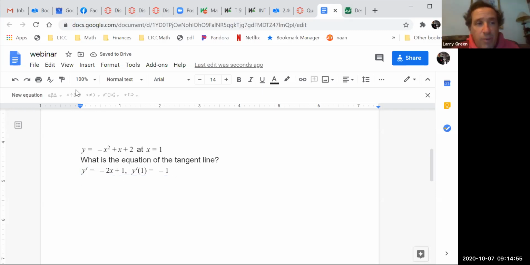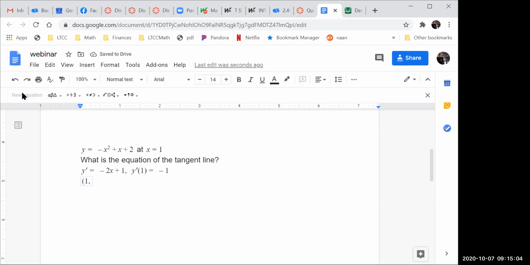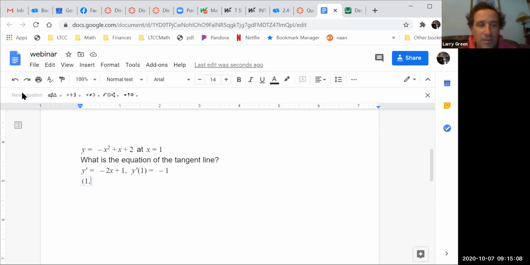All right, now we need a point. Well, the x-coordinate is 1. That's given. How do we get the y-coordinate? Plug in 1 to the original equation. Yeah, because we have a y equals. Plug in 1. So negative 1 squared is negative 1. Plus 1 plus 2. So negative 1 plus 1 plus 2 is 2.